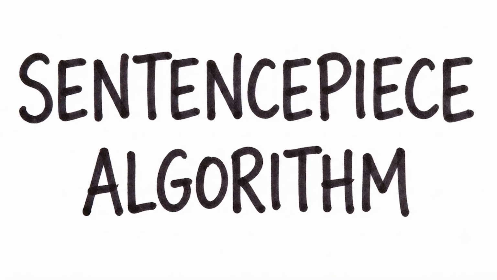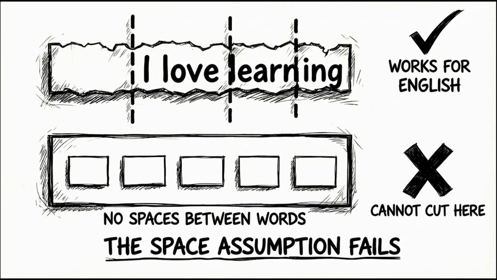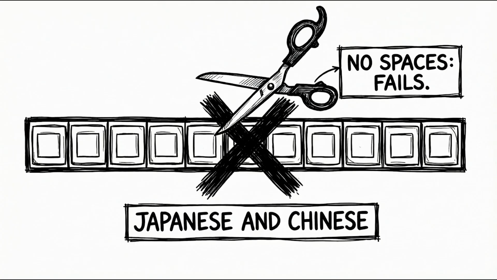Another algorithm we'll be looking at is SentencePiece. Both BPE and WordPiece assume that text can be split into words separated by spaces. That works for English, but many languages don't use spaces the same way. Japanese and Chinese, for example, don't separate words with white space at all. Applying a space-based tokenizer to these languages will produce incorrect splits from the very beginning.